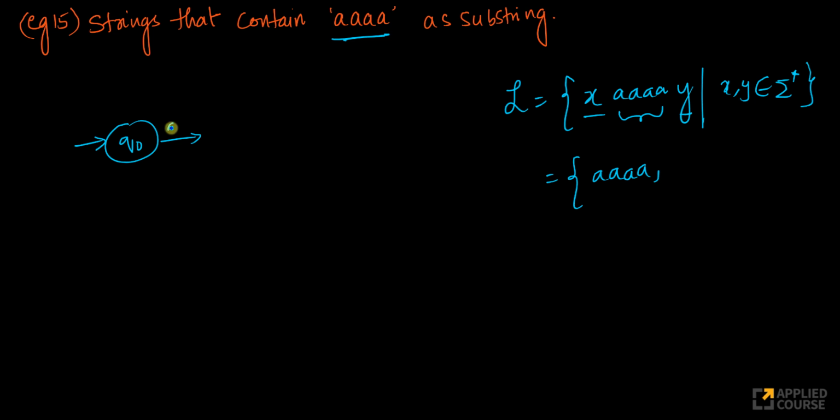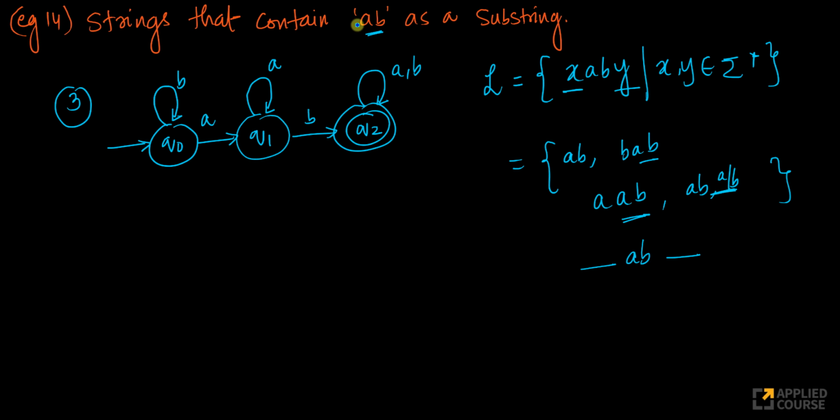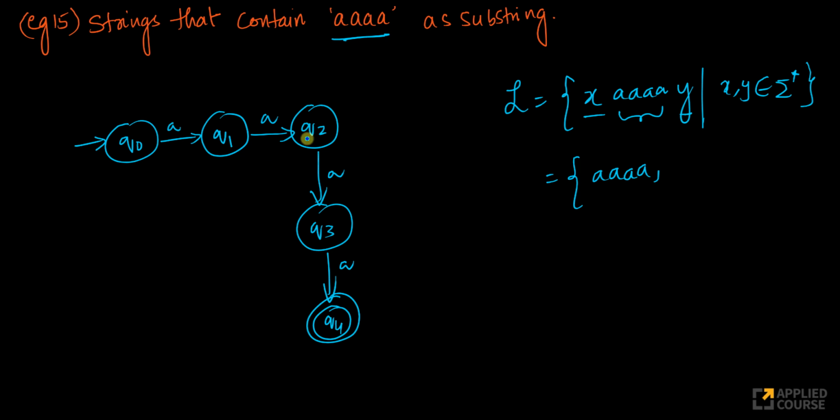Q0, I've seen my first A, then I come to Q1. I've seen the second A, I come to Q2. I've seen the third A, I come to Q3. I've seen the fourth A, I come to the final state. Look at this, I have 4 A's as a substring. Now I have 5 states here, if you notice. Earlier I needed only a two character substring, so I needed 3 states. Okay, so let's keep going.